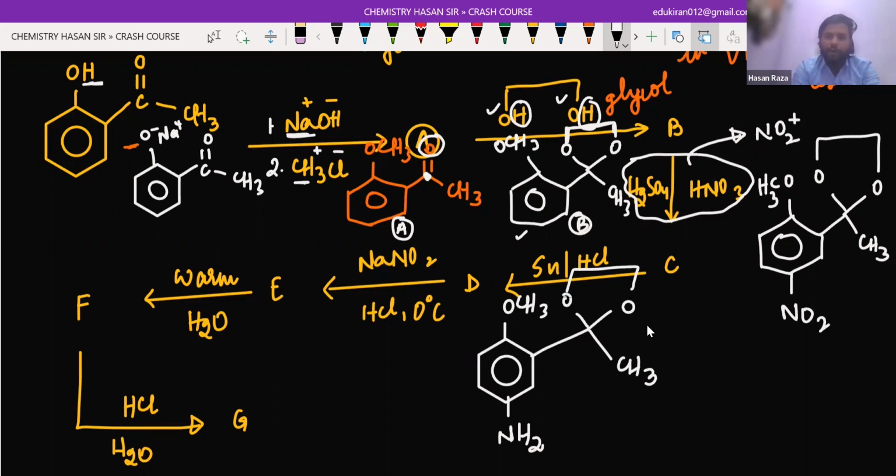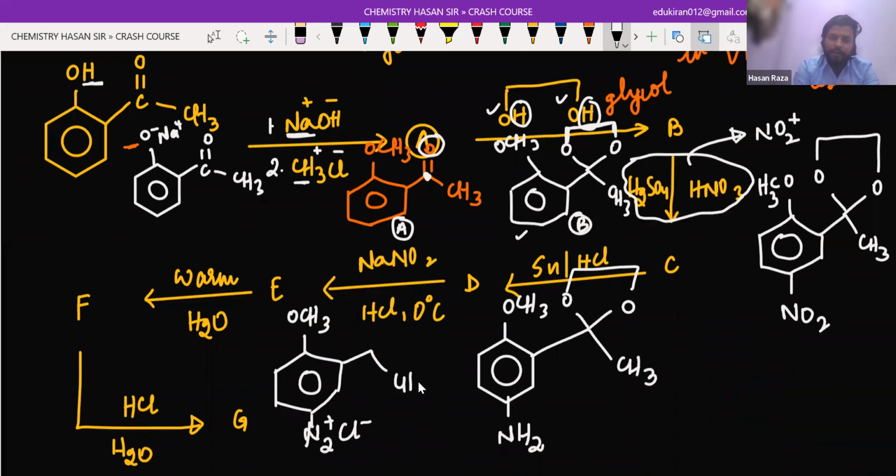After this, you are going to treat this with NaNO2 in the presence of HCl. That means formation of benzene diazonium will take place. This NH2 will be converted into benzene diazonium. So I'm going to convert this into N2 plus Cl minus and the rest of the part will be as it is. So there was O and this will be as it is.